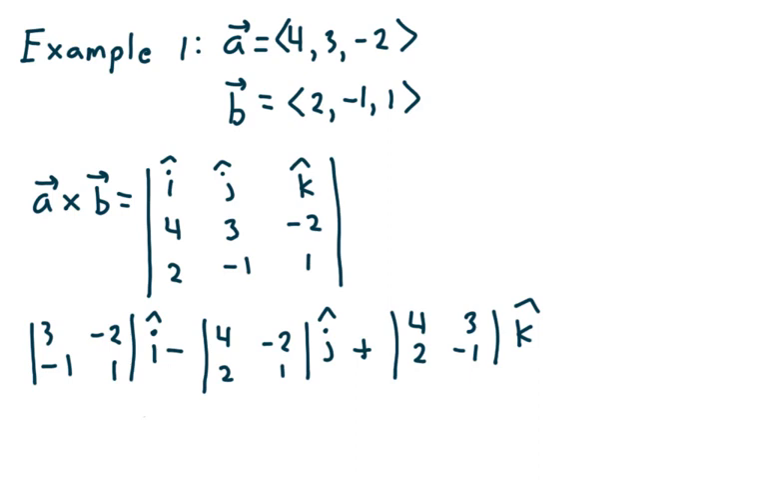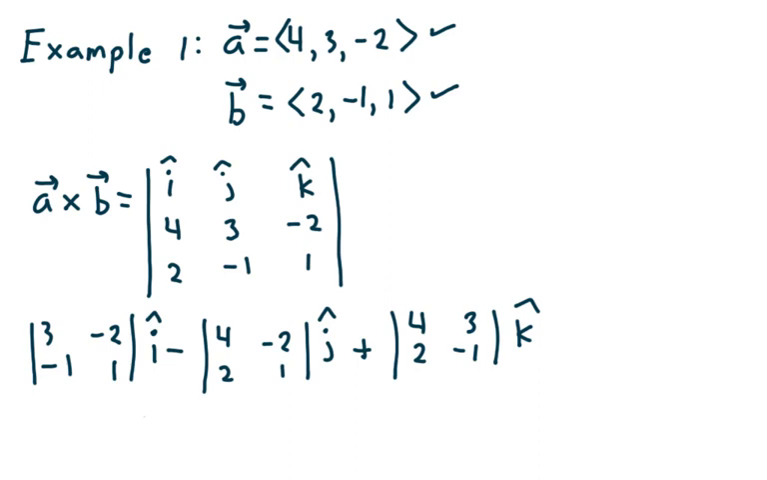Suppose A is the vector 4, 3, negative 2. Suppose B is the vector 2, negative 1, 1. And I want to take the cross product of A and B. So we're going to use determinant notation to get there. In the first row, we have i, j, k. In the second row, we have the components of A, which in this case will be 4, 3, negative 2. And in the third row, we have the components of B, which would be 2, negative 1, 1.